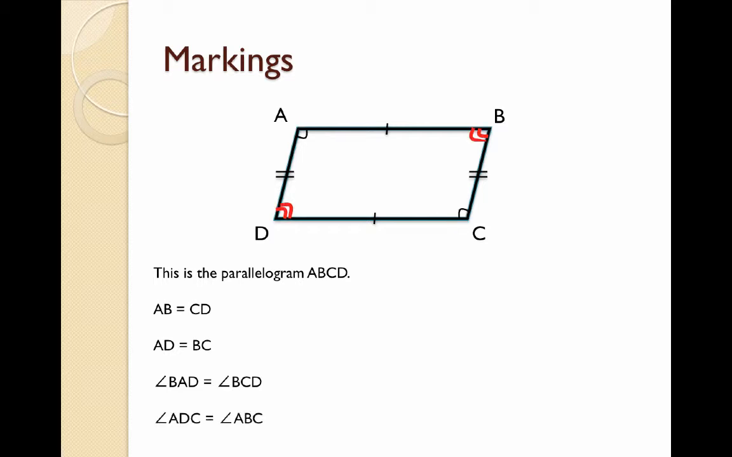Finally, we have those double curved lines at each angle. This means that angle ADC is equal to angle ABC.